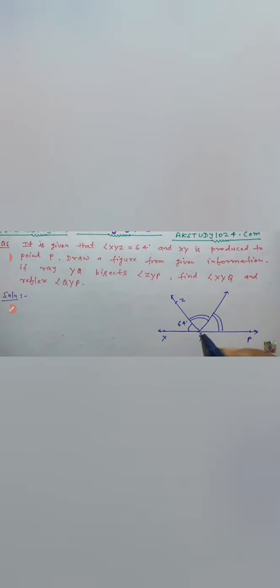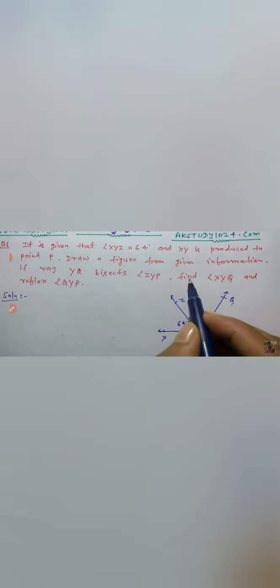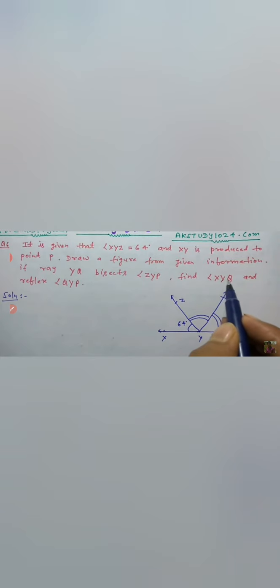Read the question number 6. Okay, read out question number 6. It is given angle XYZ is equal to 64 degree, and XY is produced to point P. Draw a figure from given information. If ray YQ bisects angle ZYP, then find angle XYQ and reflex of angle XYP. Okay, so first of all, you draw the figure this type.